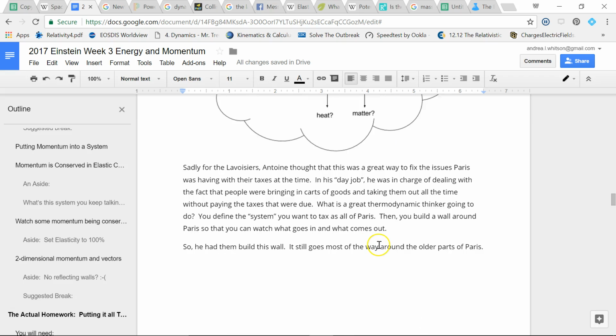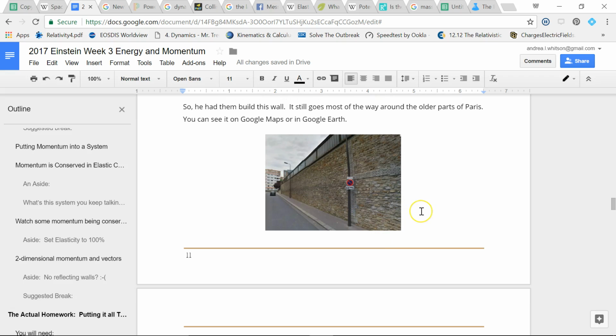This didn't work out really well for Lavoisier because he was also in charge of gathering taxes in Paris. And when he was gathering taxes, he thought the problem was people were coming in and out of Paris and not paying the tax. He said, oh, the best thing to do is draw a wall around the system of Paris.